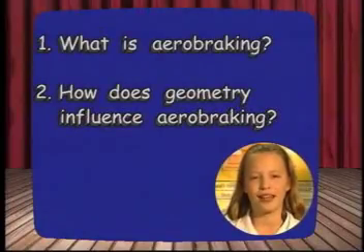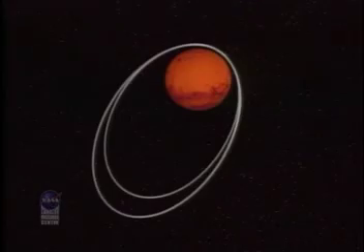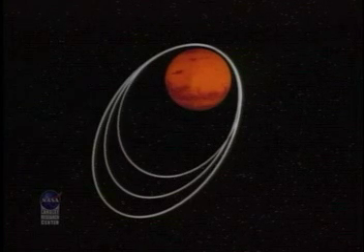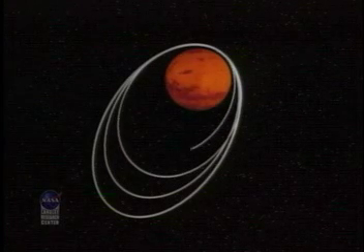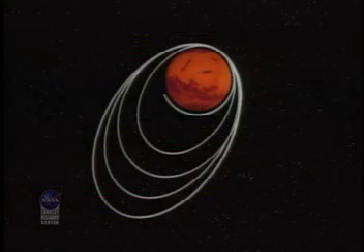What is aerobraking? How does geometry influence aerobraking? Aerobraking is when we use drag from the atmosphere to gradually shrink the orbit down. So what we had to do is use the drag from the atmosphere to gradually slow the orbit down so that it would shrink from this highly elliptical 45-hour orbit down to a very circular 2-hour orbit around Mars. This is geometry in action.